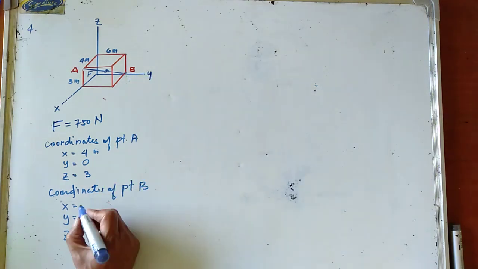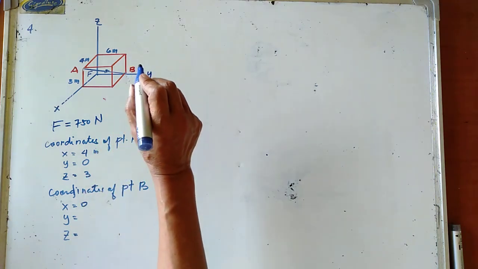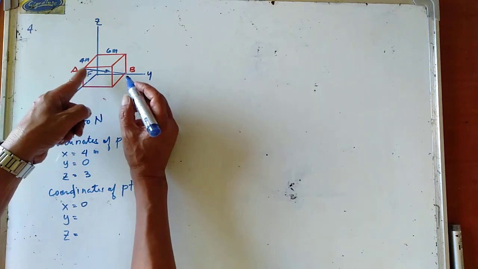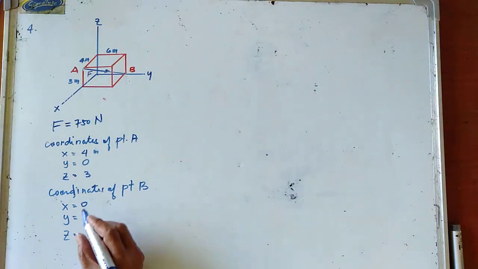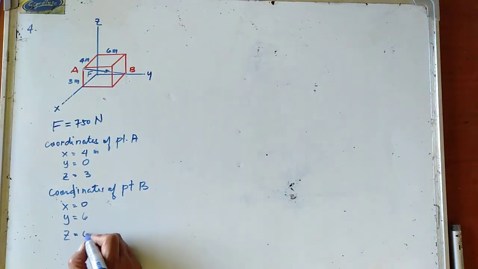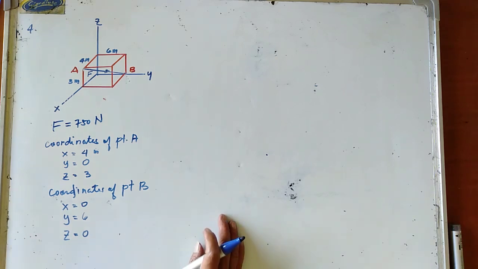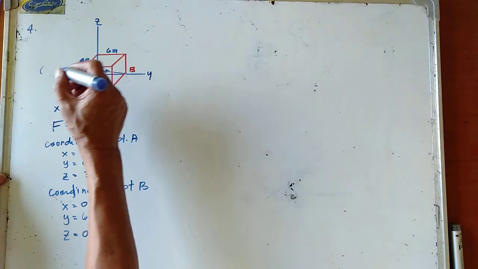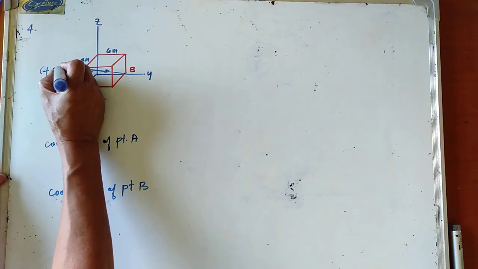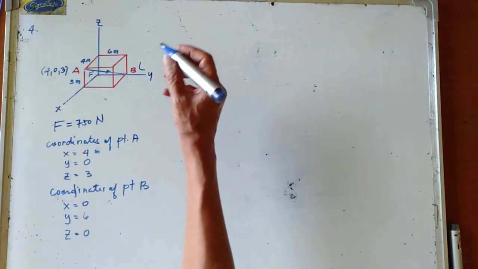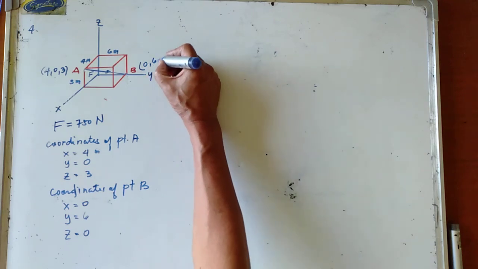For B, x is equal to 0, y is equal to 6, and z is equal to 0. So that is therefore the coordinates of points A and B. So I'm just going to write the coordinates of points A and B. For point A, it is 4, 0, 3. And for point B, it is 0, 6, 0.